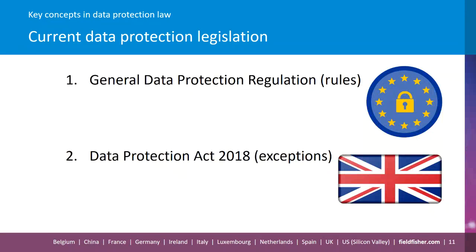And then linked to that and underneath that is national legislation. In the UK we have the Data Protection Act 2018, and very broadly speaking that sets out exceptions to the rules. So the way in which these two bits of legislation interact is that you've got, as I say, the rules in the GDPR and underneath that the Data Protection Act with the exceptions.